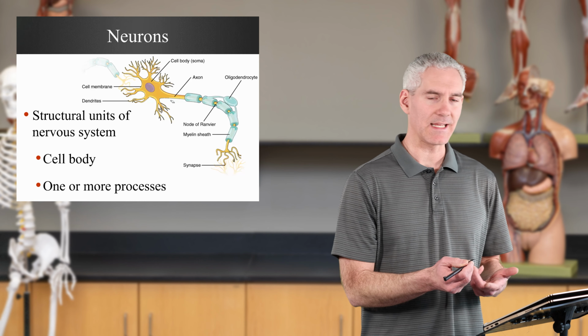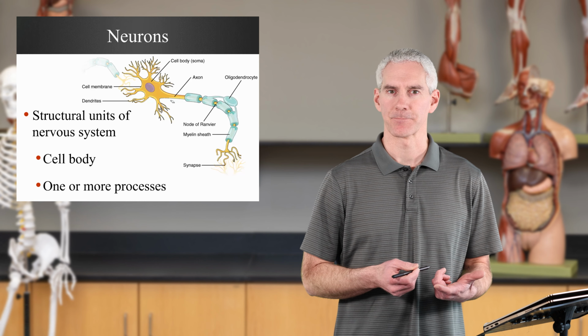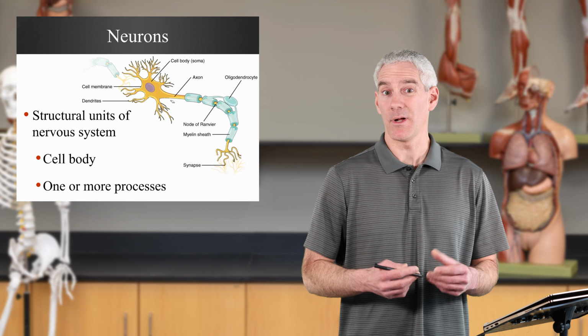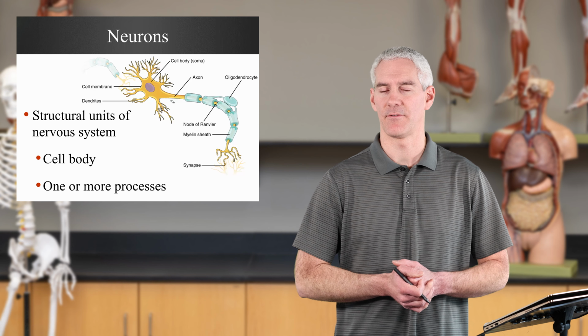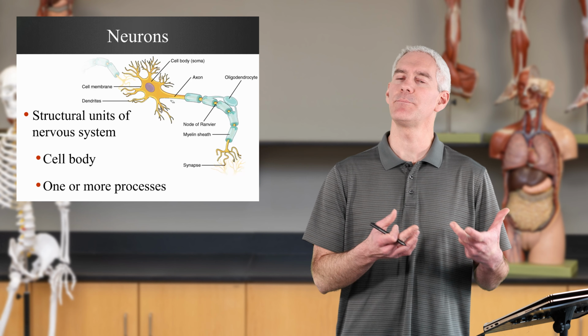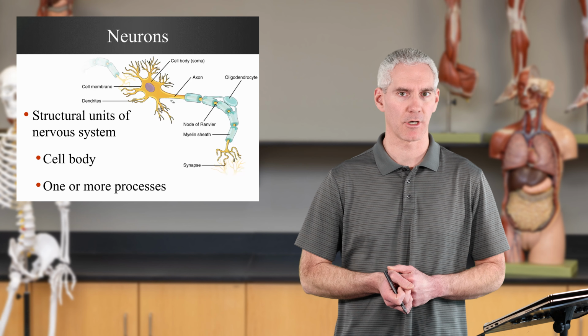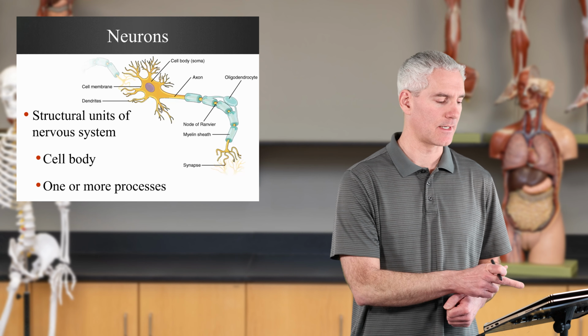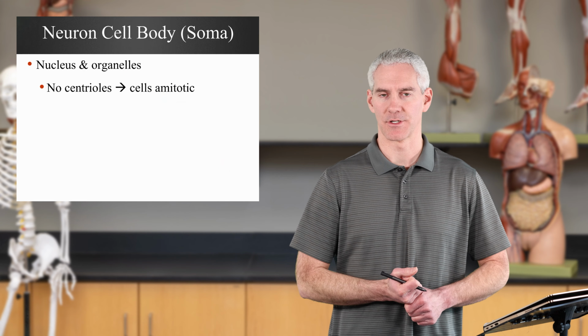But then what's unique is we have these processes. This one has a whole series of processes coming off, but there might only be one process coming off of an actual neuron. It all depends on what that neuron's purpose or function is. So let's start looking at the neuron and the cell body of the neuron.